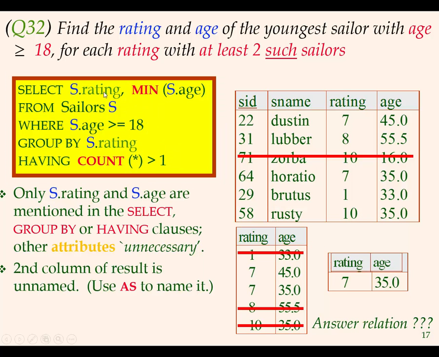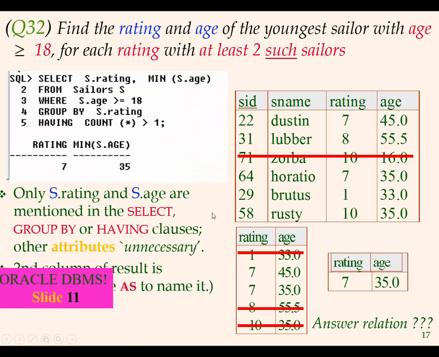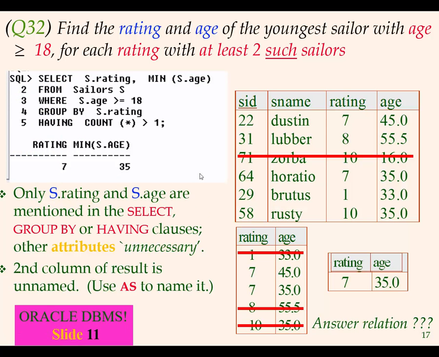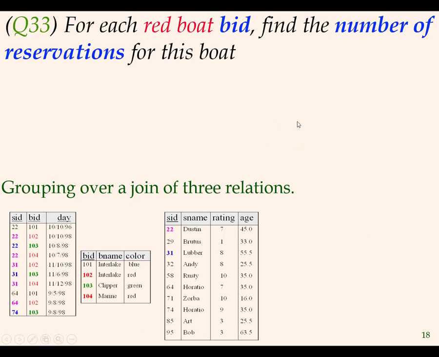I want to select the rating and the minimum age from sailors where, first, it disqualifies the age that's not greater or equal than 18. I'm going to group by rating. So I have groups of 1, 8, 10, 7. But I'm going to disqualify the ones where the count in the group is not greater than 1. And doing it manually, we did notice that we only have 1. So I'm executing that command, and this is what you have.